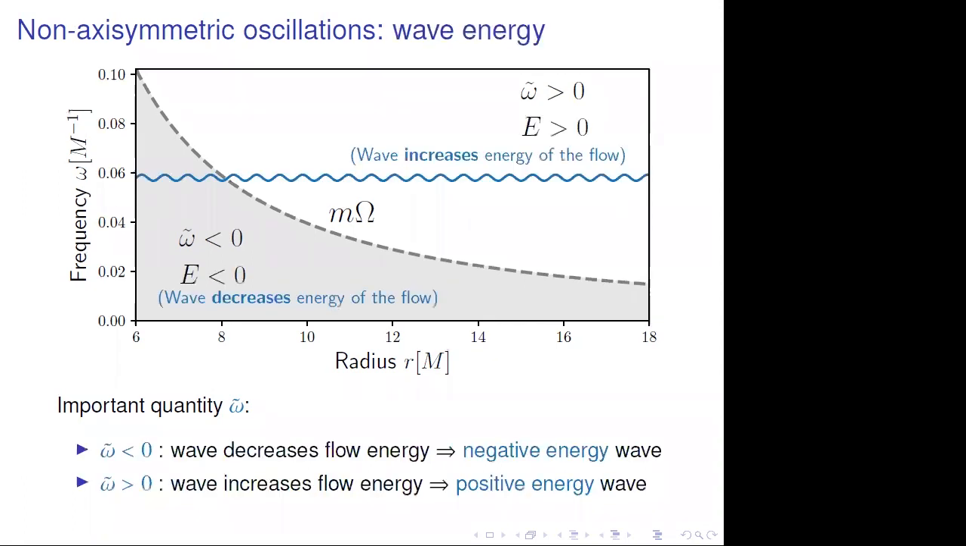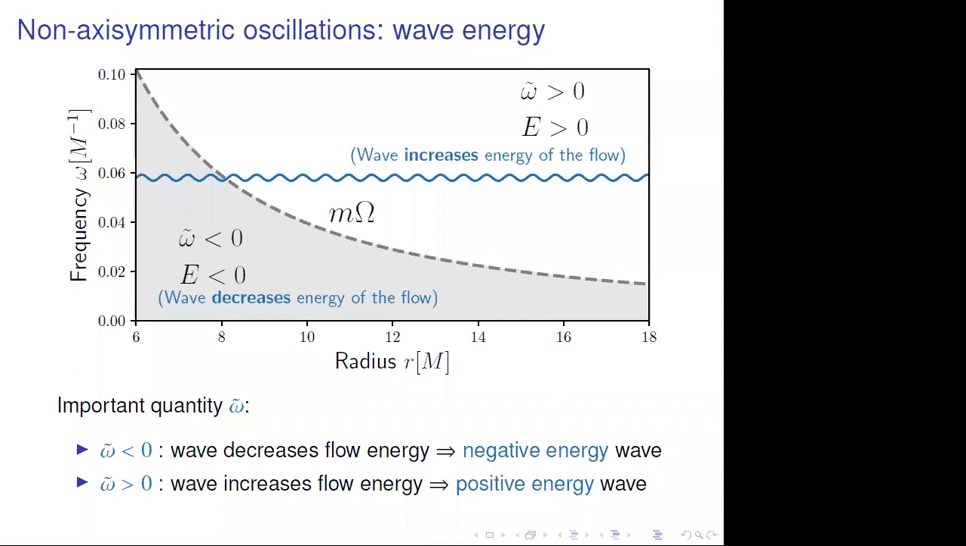The other important thing, which I will not prove, but it is not difficult, just complicated but straightforward: if you calculate the energy of the oscillations, you will find out that it can be either negative or positive. What does it mean? Your stationary flow already has some energy. It's rotating, so at least it has kinetic energy and so on. So you can imagine a perturbation which is either decreasing this energy or increasing this energy.